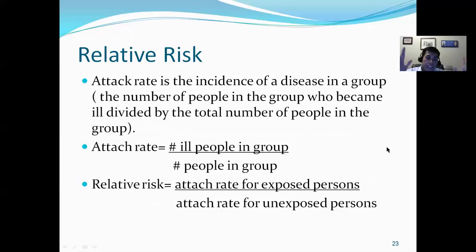Even though it doesn't say relative risk ratio, it is a ratio. Just like what we call odds ratio, this should have been called relative risk ratio, but for whatever reason, they removed the word ratio. But I just want to remind everyone that relative risk is a ratio. It's the attack rate for exposed persons divided by the attack rate for the non-exposed persons. So it is a ratio.